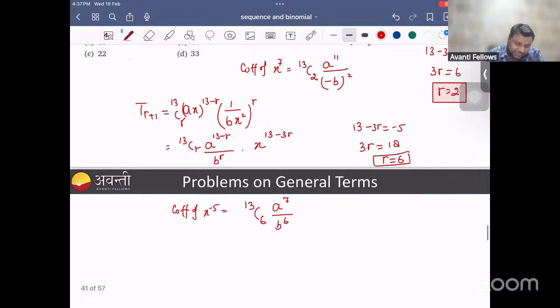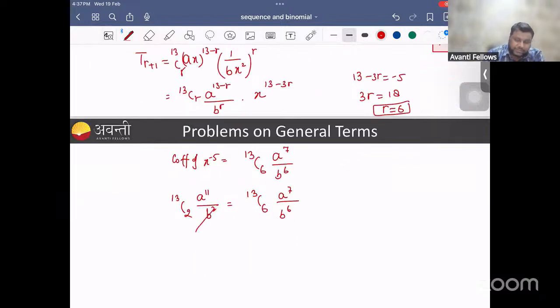Now they are saying these coefficients are equal. That means 13C2 a^11 upon b^2 is equal to 13C6 a^7 upon b^6. First of all, you cancel this, you get b to the power 4. Then you cancel this, you get a to the power 4. So a^4 b^4 is 13C6 upon 13C2.